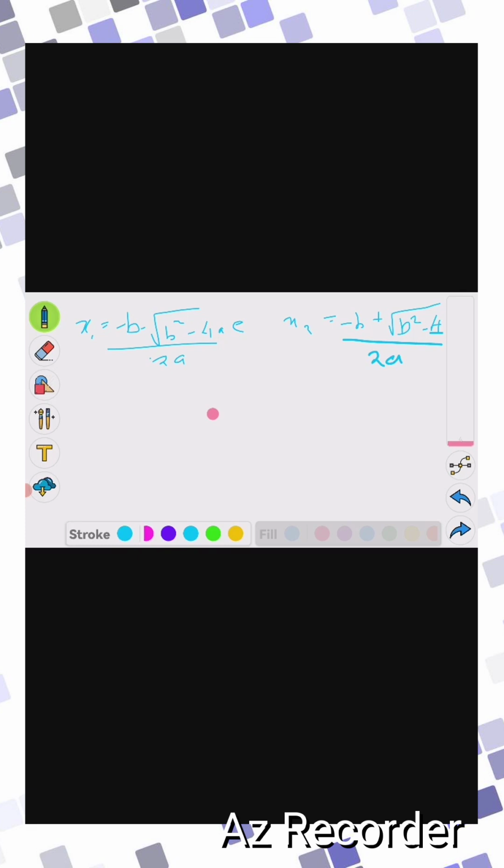So what's the next thing that we're going to do? We're going to try and find the sum of these big things and then also the product of these big things. The sum of these big things is what? We're adding this plus this. So we're going to add negative b minus root of b squared minus 4ac over 2a, plus negative b plus root of b squared minus 4ac over 2a.